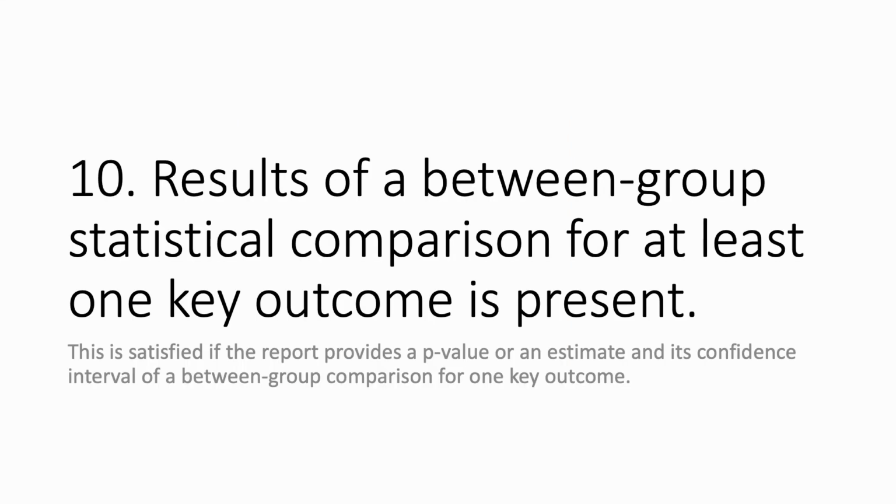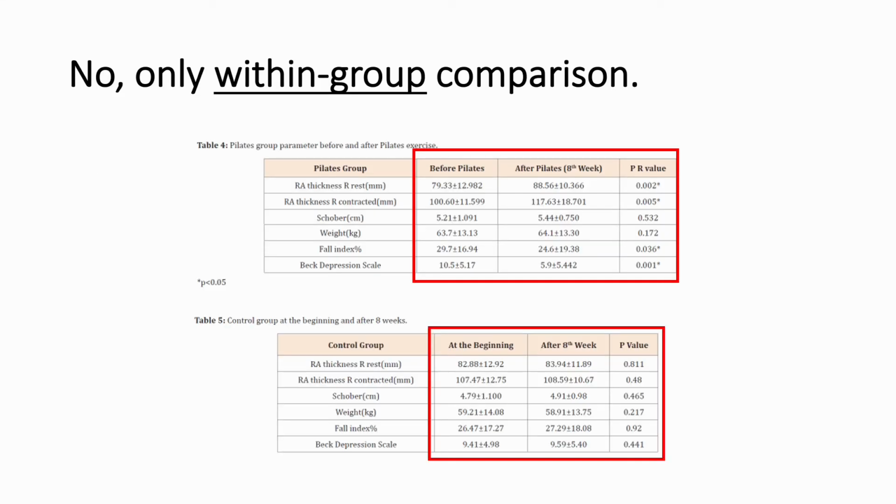Item number 10 has to do with the between group statistical comparison for at least one key outcome. Remember that this is satisfied if the researchers provide a p-value or an estimate and its confidence interval for a between group comparison for only one key outcome. Despite the p-values in the charts here, we have to look at what they actually analyzed. The presence of a p-value doesn't necessarily mean that they did a between group comparison. In fact, these researchers only did a within group comparison.